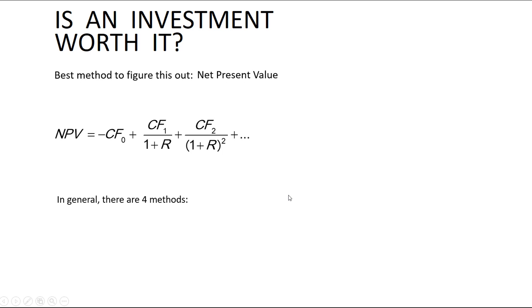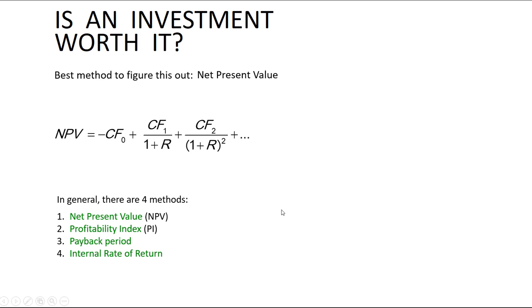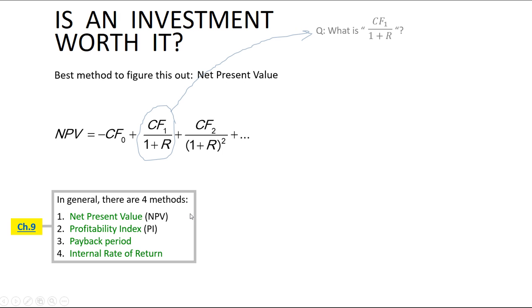In general, there are 4 methods that we learned in this class that could be used to find out whether an investment is worth it or not. Those were the net present value approach that we just very briefly reviewed, the profitability index or the PI approach, the payback period approach, and the internal rate of return, the IRR approach. Those 4 approaches were covered in chapter 9 of our textbook.